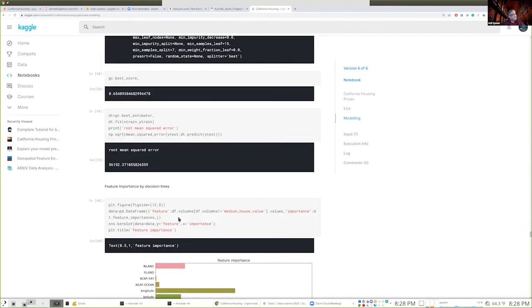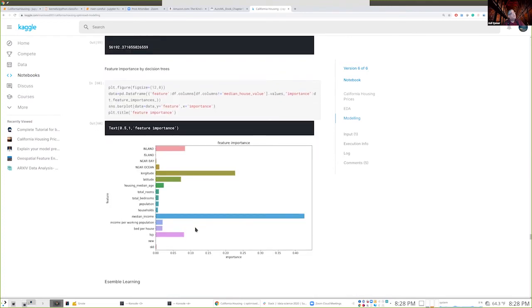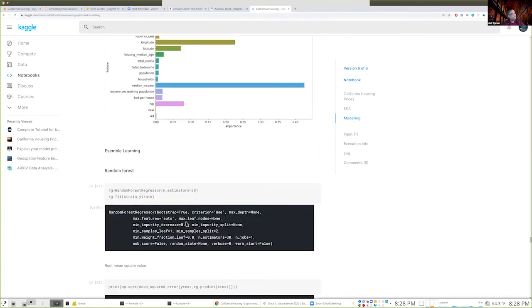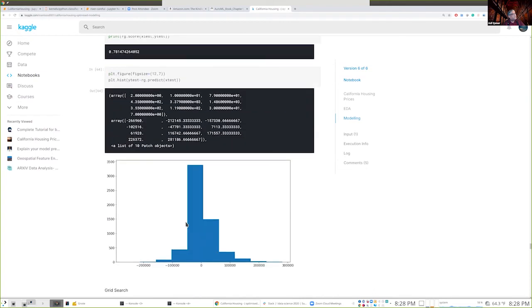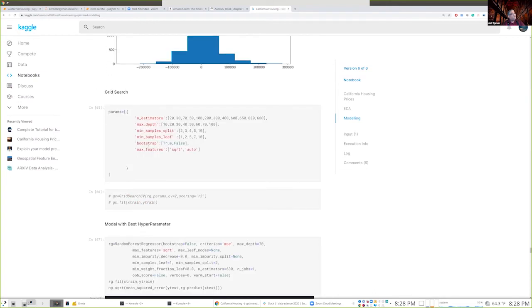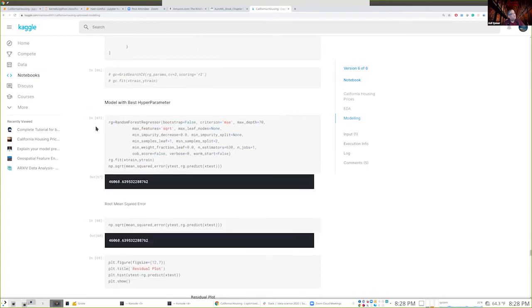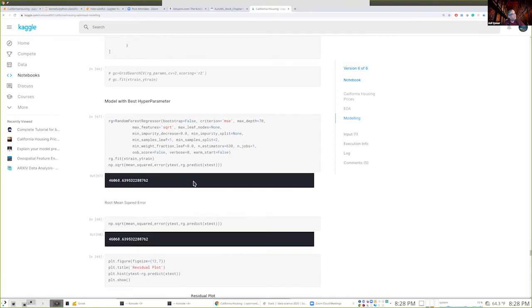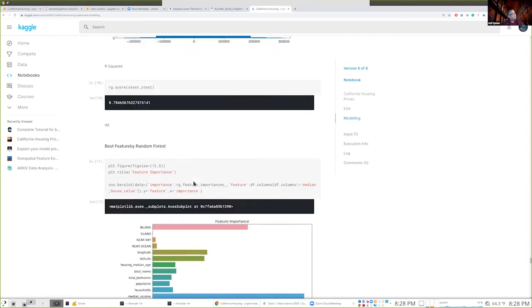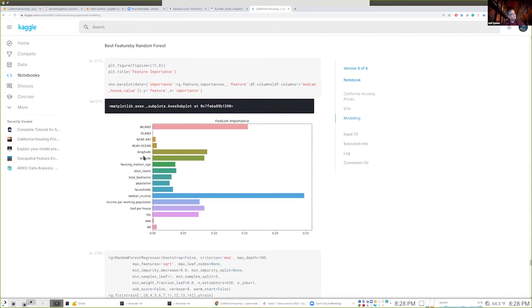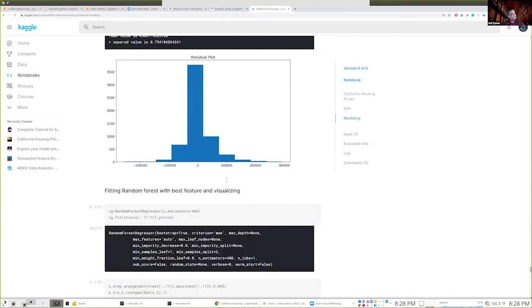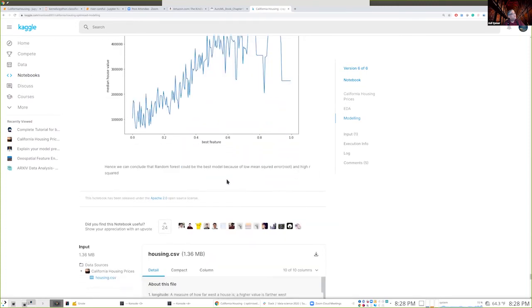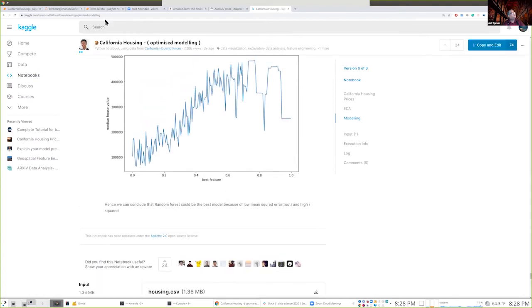With all of this, he's coming up with feature importances. Do we have feature importances? We have that. Random forest, etc. Actually, and then again for grid search, yeah, so now he's using the right word, hyperparameters, tuning. The best feature, random forest, and so on and so forth. He's doing that. And that's about it. That's that.